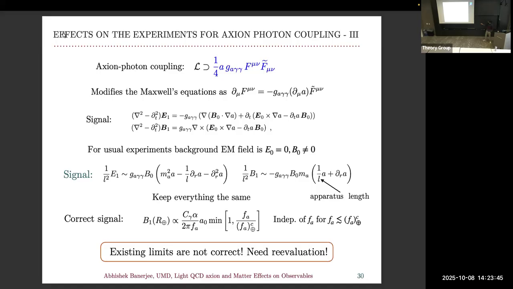We need to really, if we want to say how much I'm changing my axion photon coupling, given the current setup, I don't want to change anything, it would scale like some C gamma, some factors, alpha over 2 pi f, times the minimum of 1 comma fa over fc that I showed. So existing limits on the axion photon couplings are not really correct. Even if I keep all the setup, keep everything that people are doing, it needs re-evaluation.